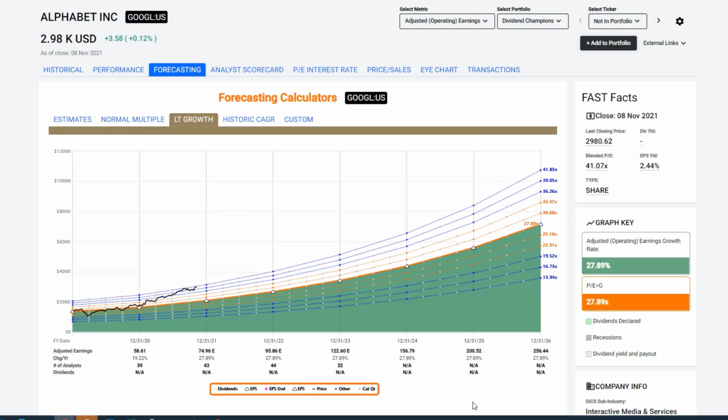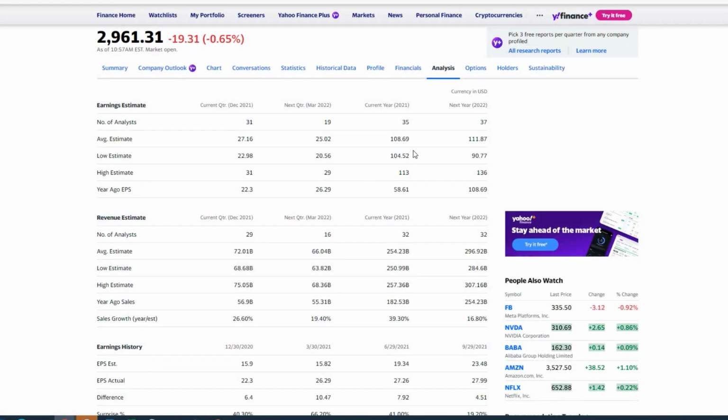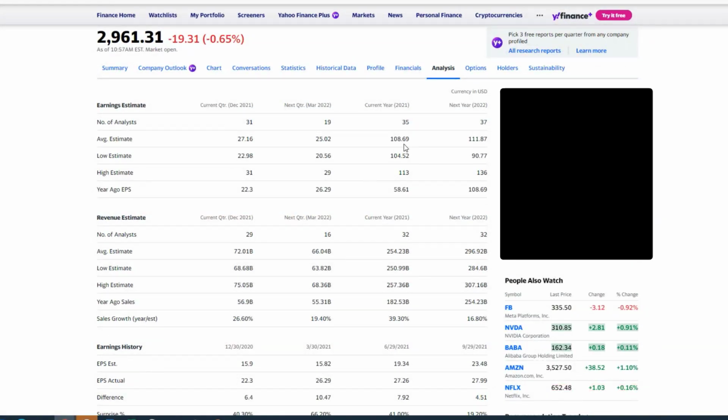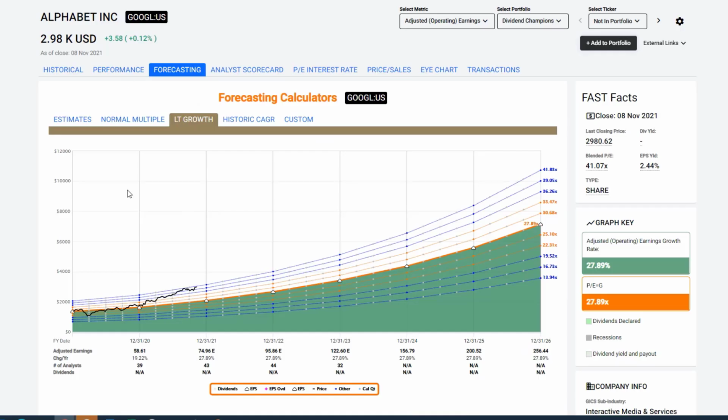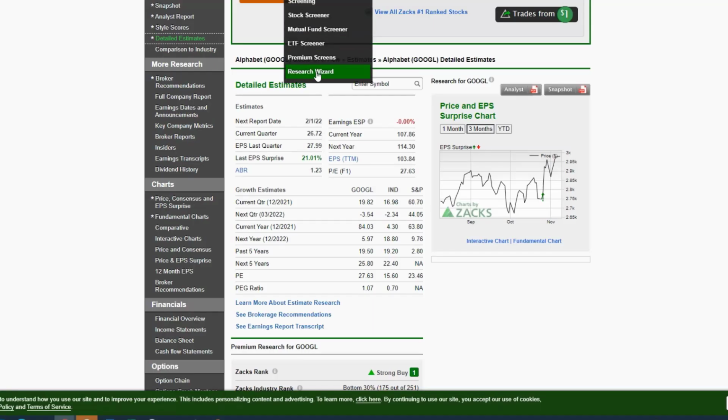Now, I'm looking at the analyst expectations here that are collected by the analysts reporting to FactSet. I can also go to other services like Yahoo, and I'm going to get very similar numbers. $108.69 worth of earnings for this year and $111.87. On Fast Graphs, what we have is 108.30 and 111.89, virtually the same number. If I go into a service like Zacks, I also will get the current year 107.86, next year 114.